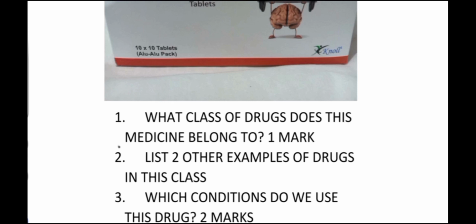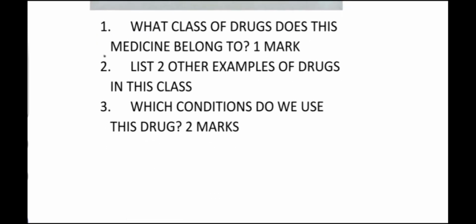Then, list 2 other examples of drugs in this class. So 2 other examples of anti-epileptic drugs that we have are drugs like carbamazepine and lamotrigine. Okay, those are also anti-epileptic drugs. In question 3, which conditions do we use this drug for? So this drug, which is valproate, is used for what? It's used for epilepsy.